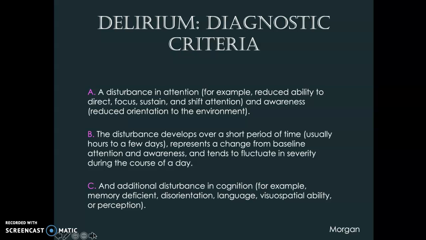Criteria B, the disturbance develops over a short period of time, usually hours to a few days. It represents a change from baseline attention and awareness, and it tends to fluctuate in severity over the course of the day. It often worsens in the evening at night when external orienting stimuli start to decrease. And then criteria C, there is an accompanying change in at least one other area that may include memory and learning, disorientation, language, or perceptual distortion or a perceptual motor disturbance.